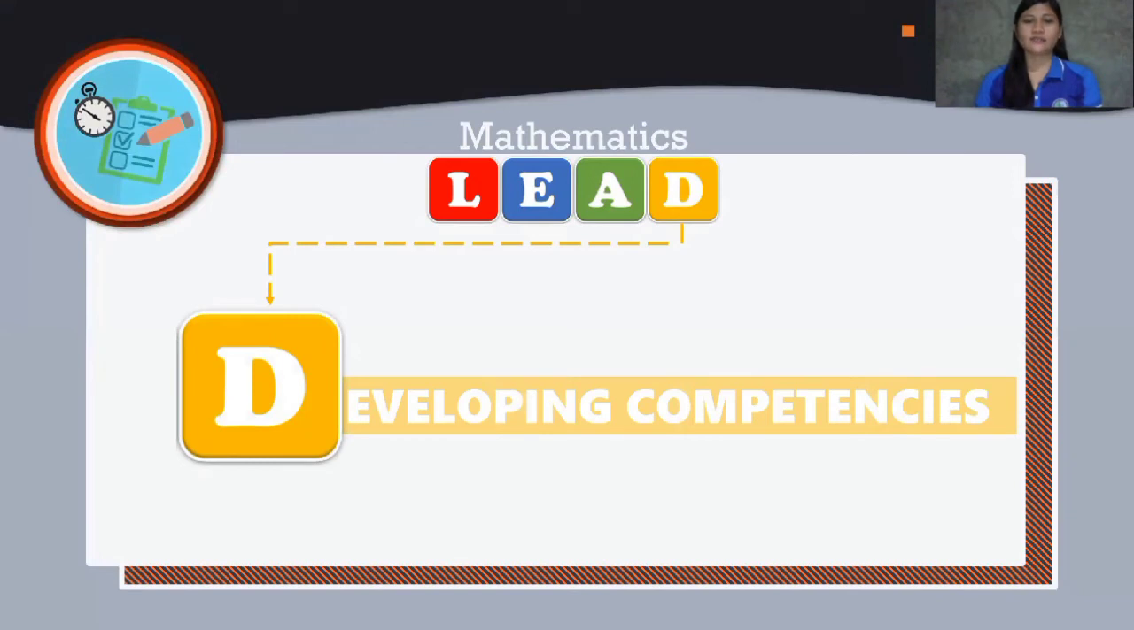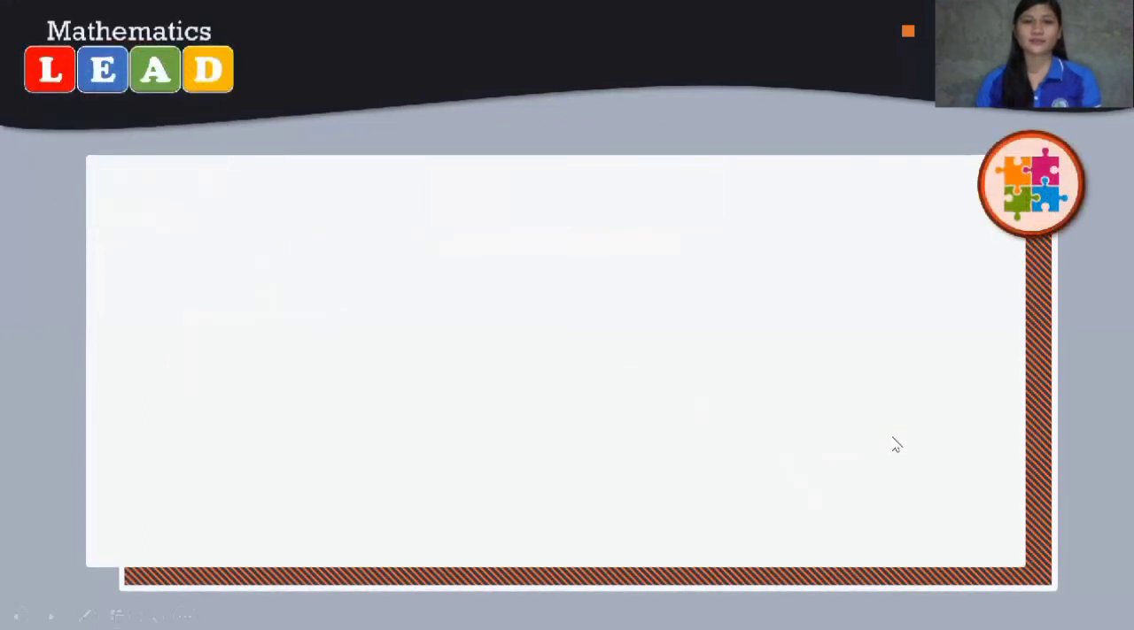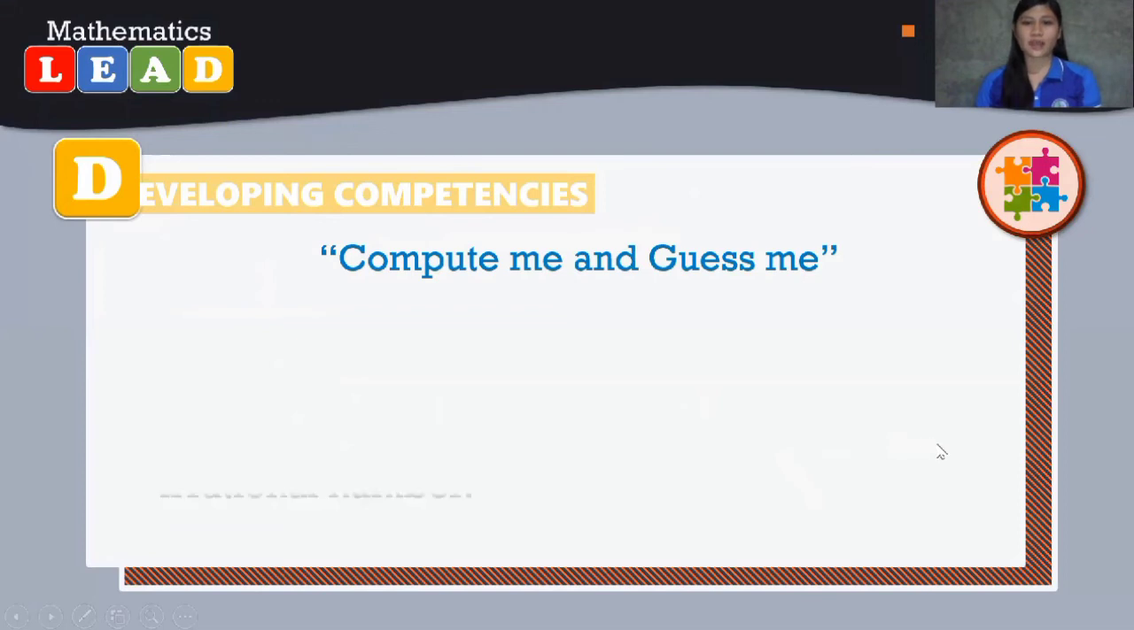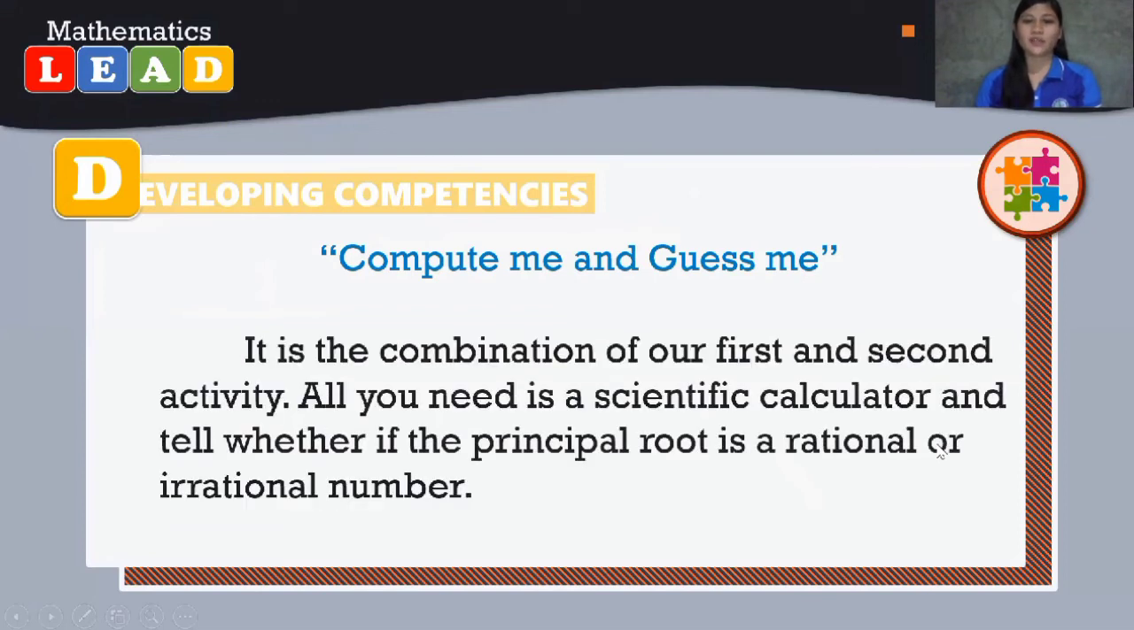The last is the developing competencies. It includes activities which help us boost our knowledge regarding our lesson. I named this activity Compute Me and Guess Me. It is the combination of our first and second activities. All you need is a scientific calculator, and tell whether the principal root is a rational or irrational number. Are you ready? Let's begin.